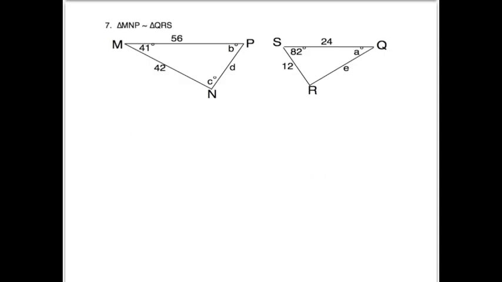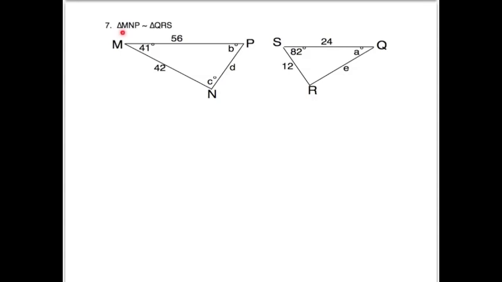This video is called Solving Problems with Similar Triangles, video number 1. In this video, our job is to find angles A, B, and C, and side lengths D and E. So let's take a look at angles first. We're given that triangle MNP is similar to triangle QRS. And that word similar means, in terms of triangles at least, that angles are congruent and sides are proportional. So all of these angles are congruent.